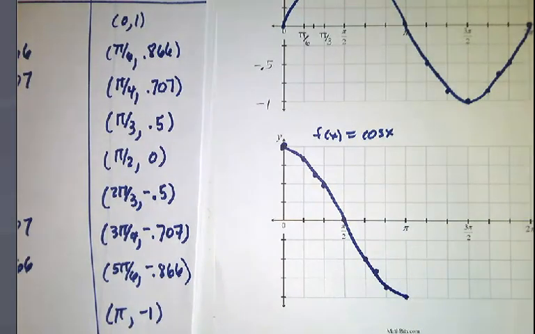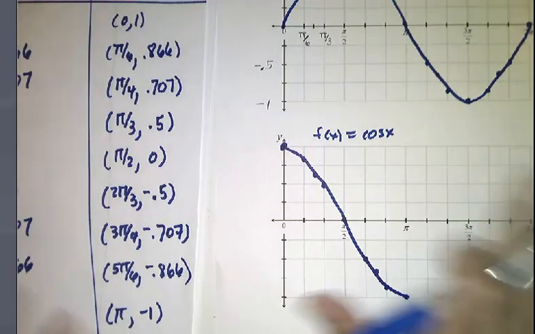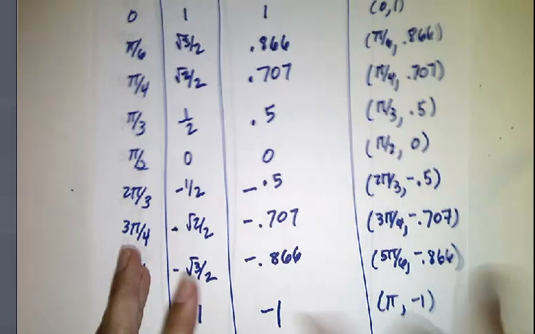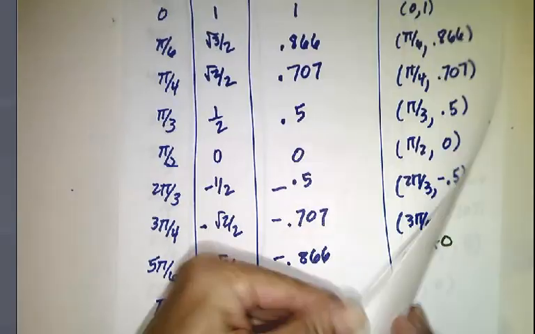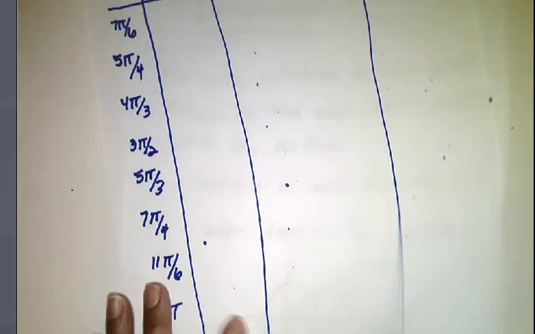Okay? Now let's plot some points from pi to 2 pi. Let's come back over here and make a chart. We can probably go through this one faster as we've already done this several times now. So again, let's get my unit circle back up here.